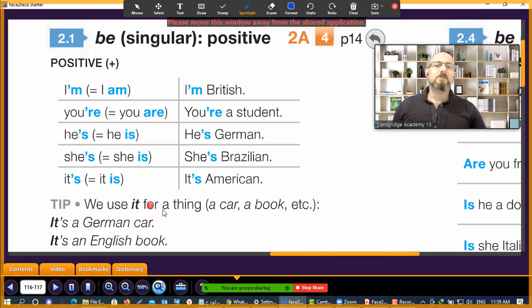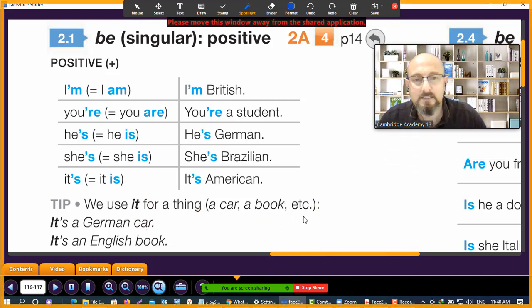Okay, so it is for things, etc. It's a German car. Why "it"? Because it refers to the car. It's an English book. Why "it"? Because it's a book.